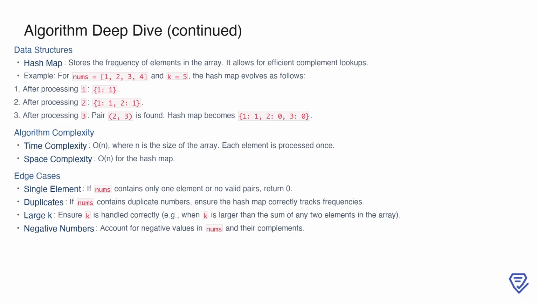In terms of complexity, the algorithm runs in O(n) time for processing the array and uses O(n) space for the hash map. It also handles edge cases effectively, such as arrays with no valid pairs, duplicate numbers, large values of k, or negative elements.